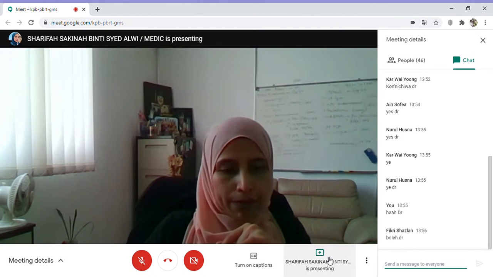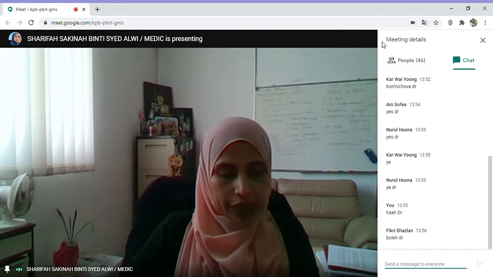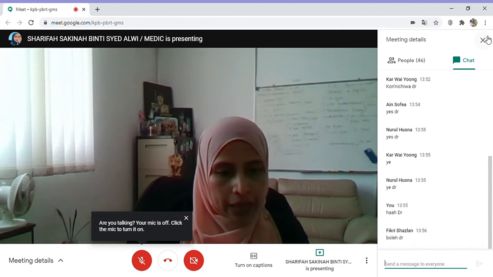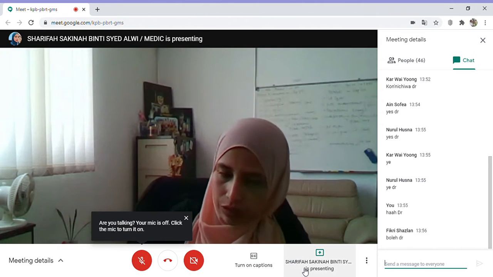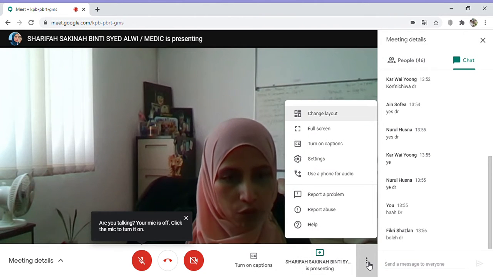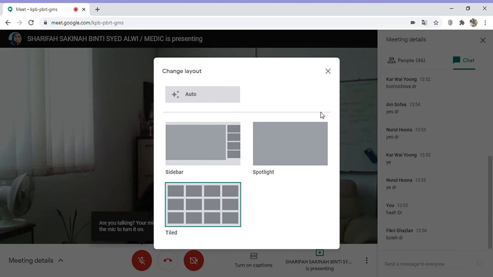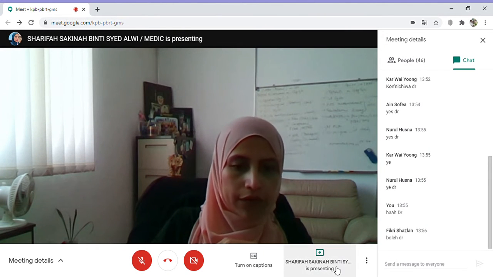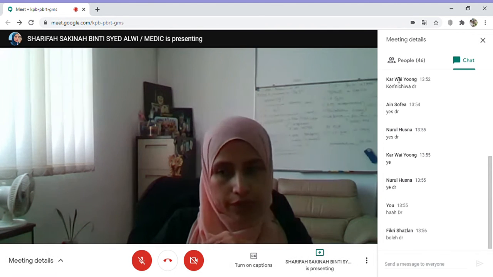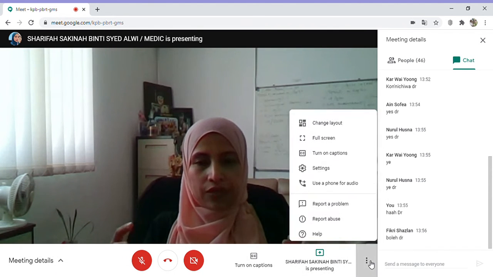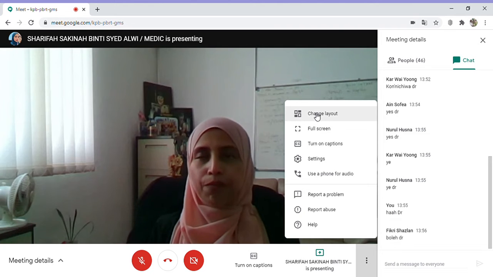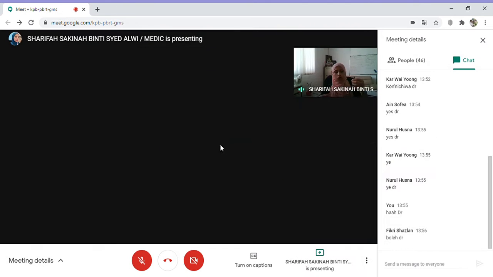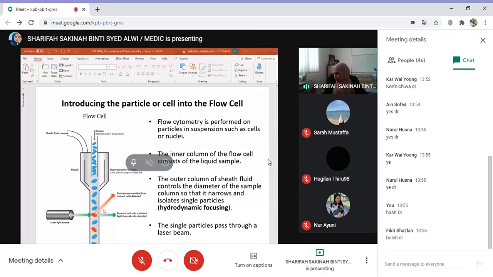This laser beam will shoot at the cells, and whenever it passes through the cells, it will form a forward and side scatter. Fluorescence emitted from stained cells is detected. Forward and side scattered light from all cells will be detected. So basically this is the general principle of the flow cyto. You have the cell, usually the cells will be in a flow cyto tube.